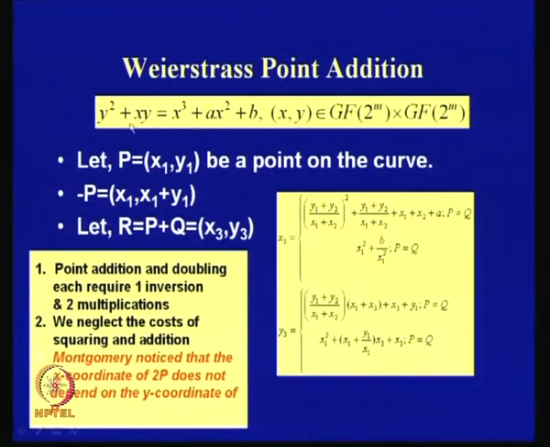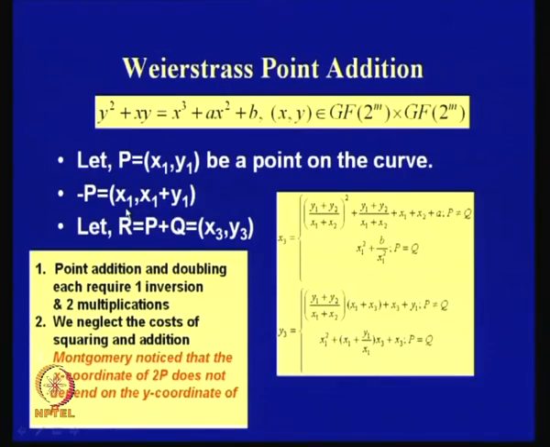Okay. So, you can take a vertical line and solve it simultaneously with these equations, and then you can easily show that the corresponding point, minus P, is equal to (x1, x1 plus y1). I am not going into the derivation, which you can do yourself. You can take it as an exercise.